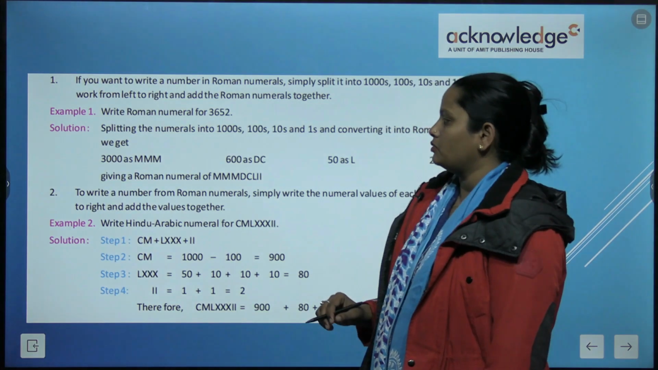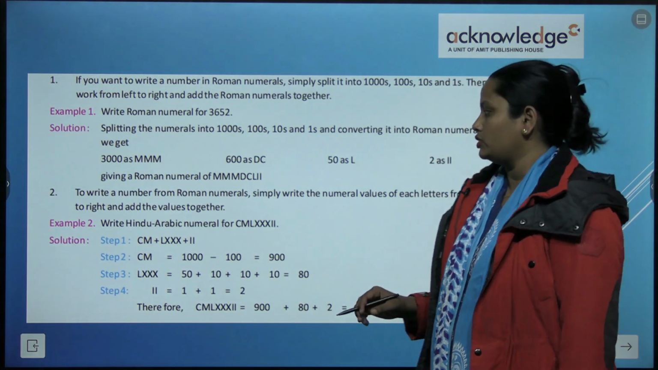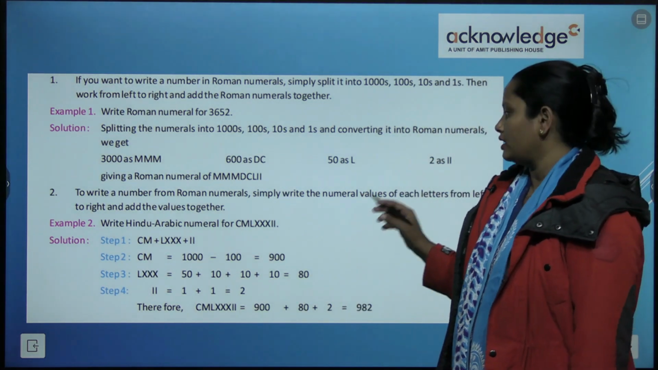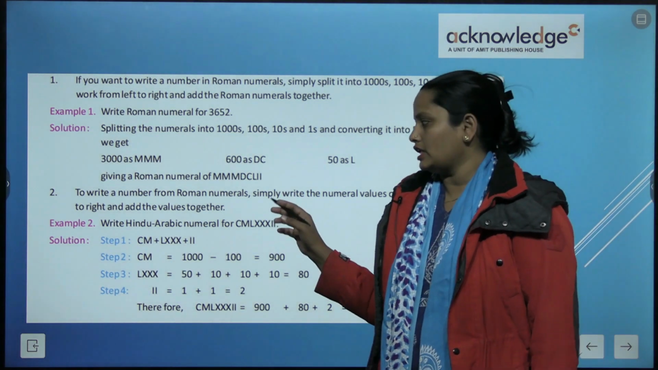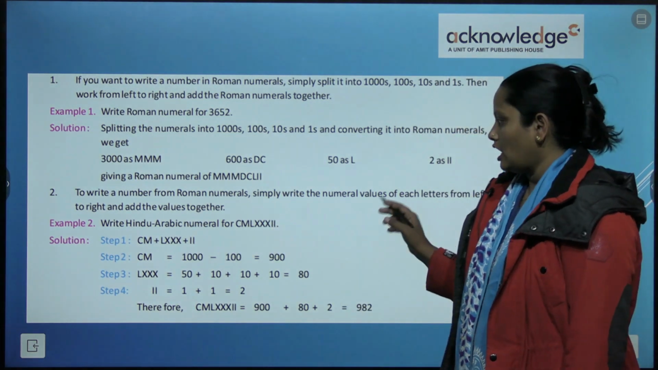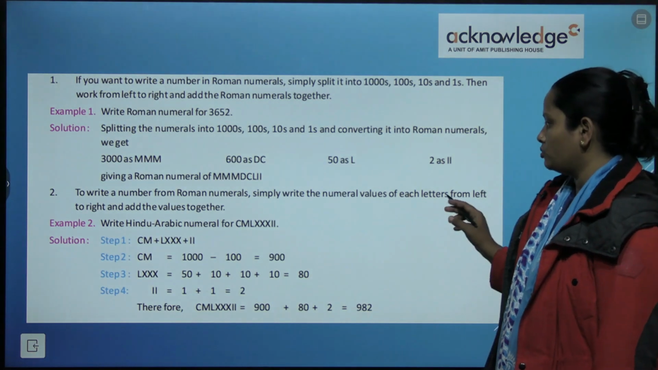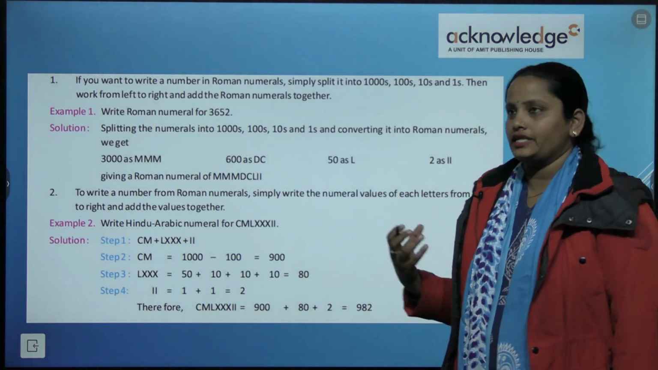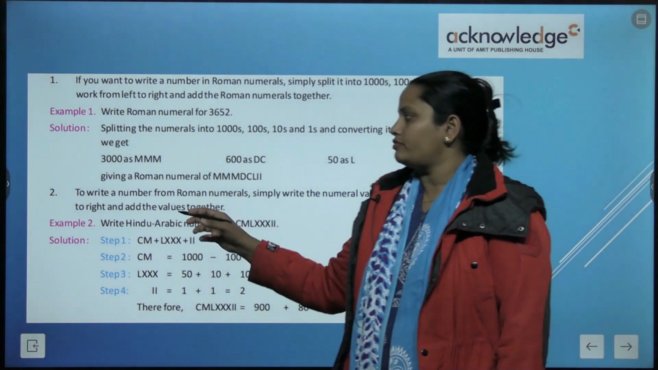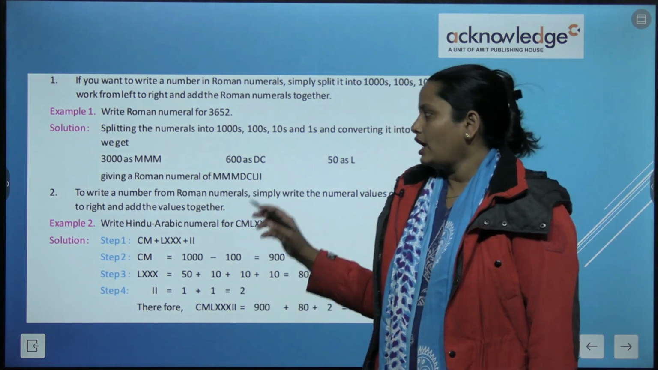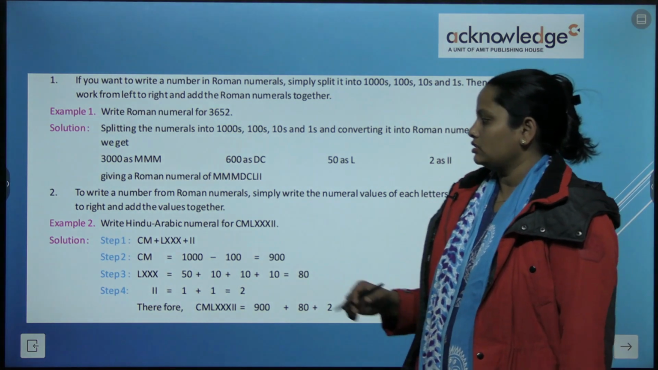Similarly, to write the number from Roman numerals, simply write the numeral value of each letter. What do we have to do? We write the numeral value of each letter from left to right, and add the values together.